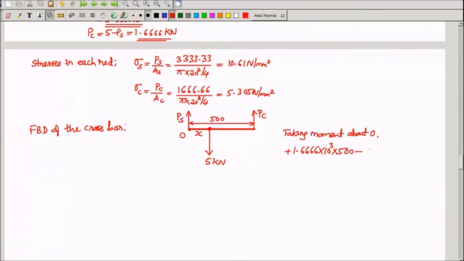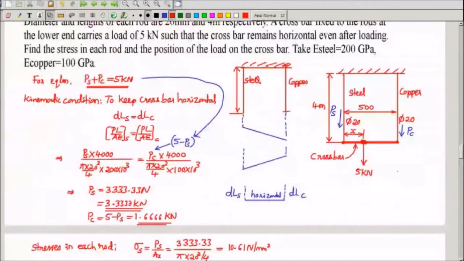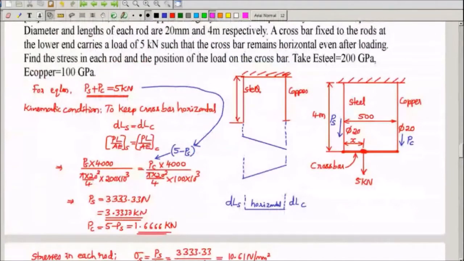So 5 into 10 power 3 into X, the distance of the 5 kilonewton load. This should be equal to 0. Now only X is unknown. We can find out X. 166.67 mm you will get. If you go back to this problem expression now, observe the total distance is 500 and the load should act at 166 mm in order to keep the crossbar horizontal.